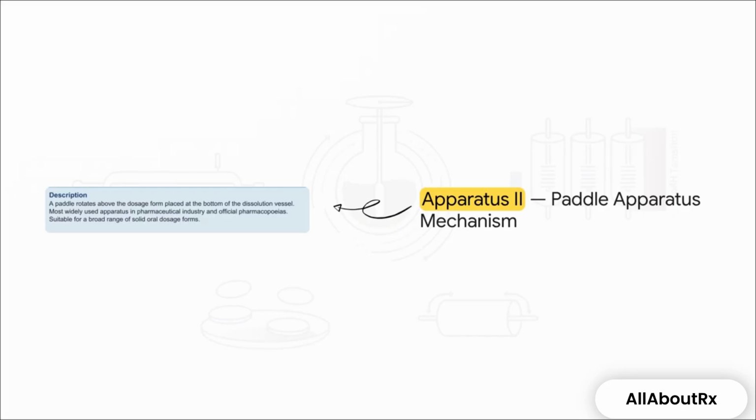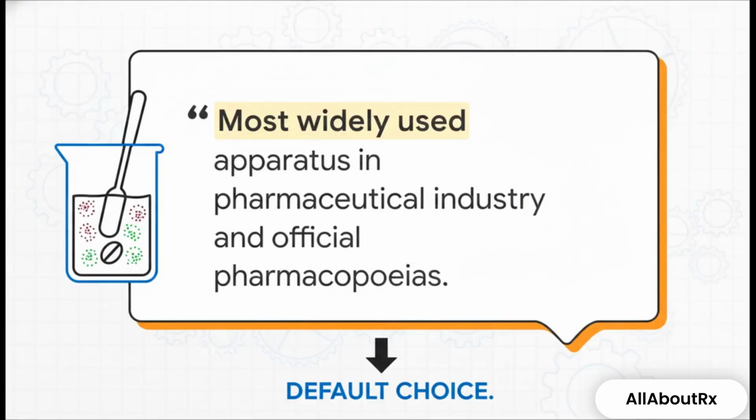Next, we have Apparatus II, the paddle apparatus. This mechanism is elegantly simple. So, instead of a basket, a paddle rotates directly over the dosage form, which is just allowed to rest down at the very bottom of the dissolution vessel. Now listen closely here, because this is a crucial point. Apparatus II is the single most widely used apparatus in the entire pharmaceutical industry, and across official pharmacopoeias. It is the unquestioned default choice, literally the true workhorse of the industry.